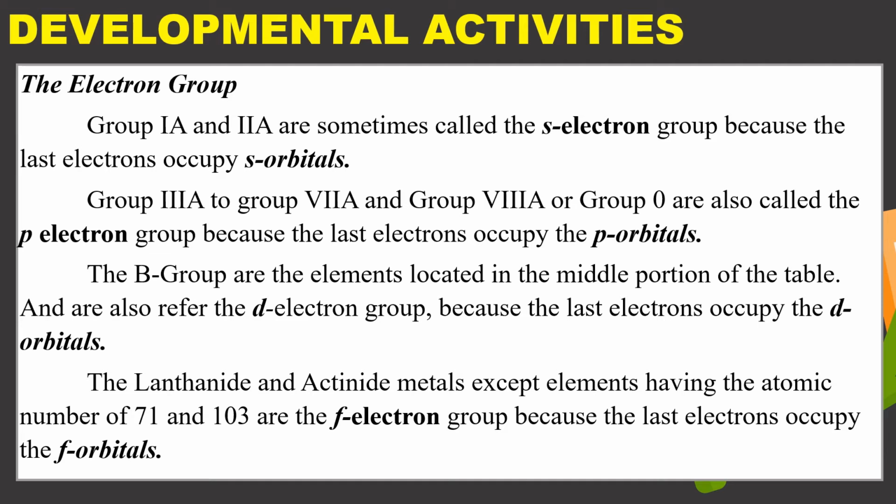The B group are the elements located in the middle portion of the table and are also referred to as the d electron group because the last electrons occupy the d orbitals. The lanthanide and actinide metals, except elements having the atomic number of 71 and 103, are the f electron group because the last electrons occupy the f orbitals. The f electron group are also located in the lower portion of the modern periodic table.